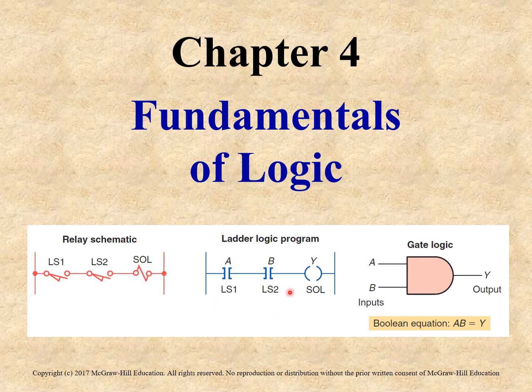In the center, we have what we call a ladder logic program. Here what we're looking for is this input to turn on, this input to turn on, and then that output would turn on. The last piece of this is A turns on and B turns on, Y turns on, the output turns on. So only when A and B are on can the output turn on.